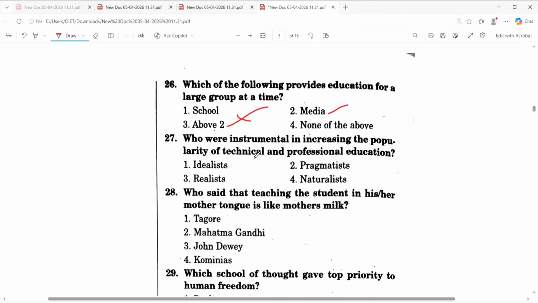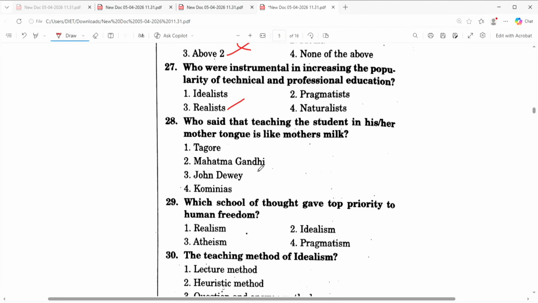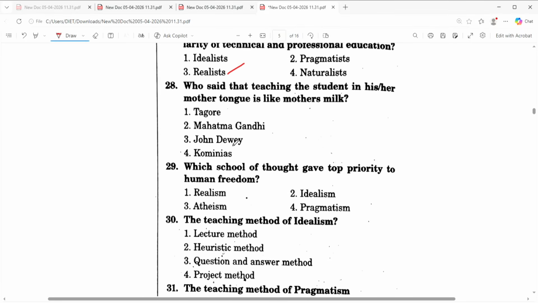Who were instrumental in increasing the popularity of technical and professional education? Idealists, pragmatists, realists, naturalists. The answer is realists. Who said that teaching a student in his mother tongue is like mother's milk? The options are Tagore, Mahatma Gandhi, John Dewey, Comenius. Mother tongue was advocated by Tagore.